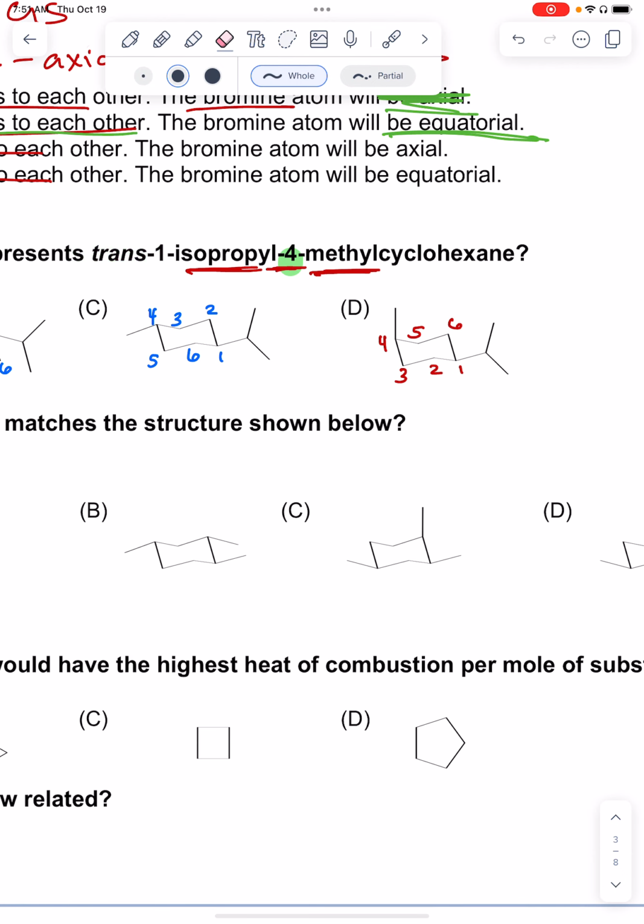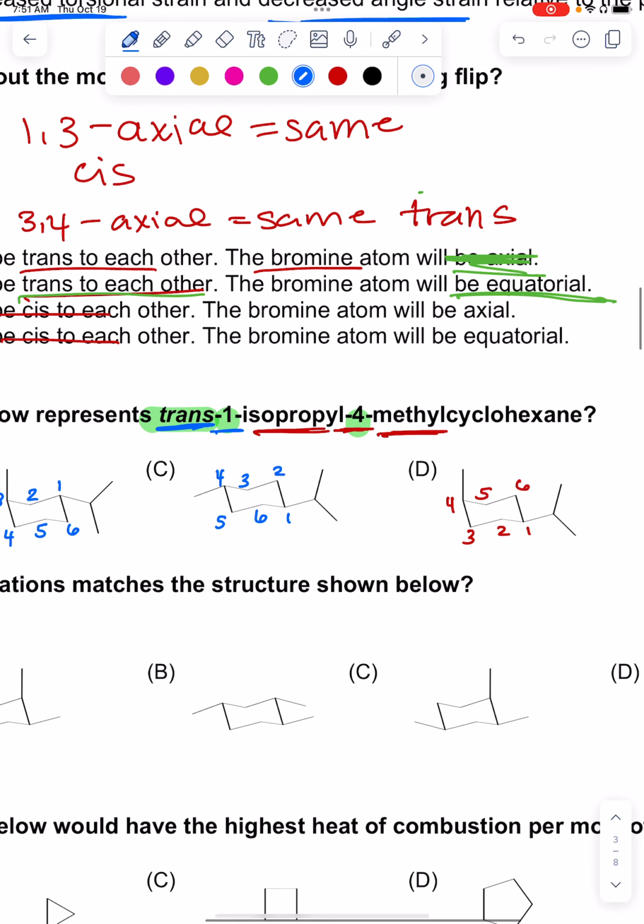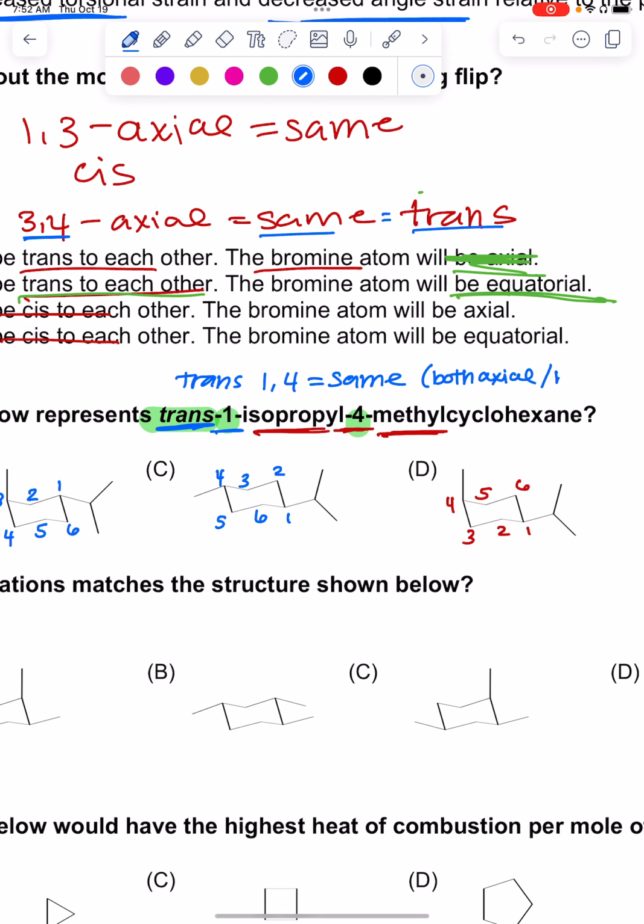So let's look at C and D now. We've got a 1,4 relationship, and they're trans. So we just did that up here on this problem. 1, 4, trans equals same, right? We just said that up here. 3, 4 axial, same, trans. So we should have the same. We should have either both axial or both equatorial.